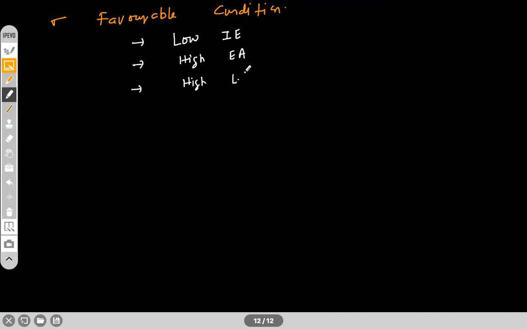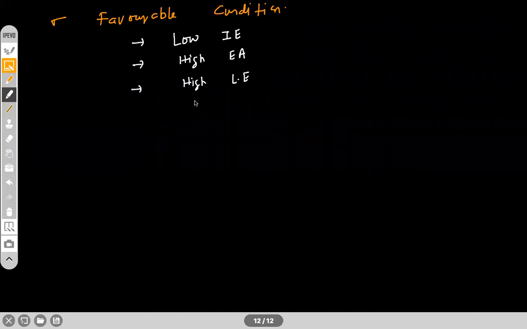The more energy is released, the more stability the compound will gain. Whatever the value of electron affinity, EA, positive or negative, we'll write it down with the sign. Lattice energy is released, so we'll take it as negative. So this is the condition required.